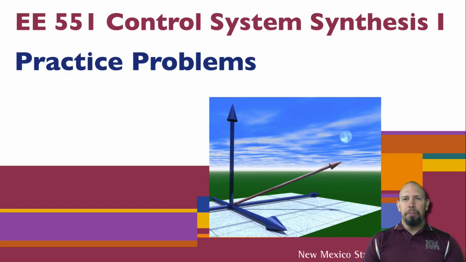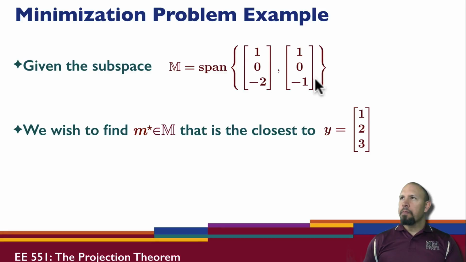All right, we're going to work on some practice problems with this material that we've just looked at. So, a minimization problem example. Given this subspace, M is the span of these two vectors. Notice they're independent of one another. This vector is not a multiple of that, nor vice versa. And we wish to find the M star in this subspace that is closest to this vector.